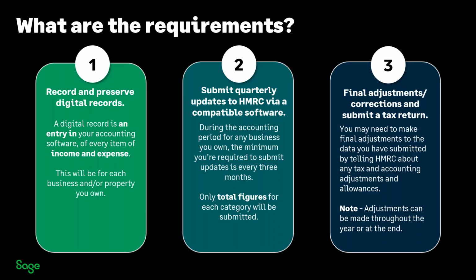And then lastly, any final adjustments and corrections and submitting a tax return. Although you can make adjustments throughout the year, you may need to check any final adjustments, or if you need to claim any relief, then this can be done at this point. Once all of the checks have been done, you can then submit your final tax return, and all that is just confirming everything that has already been submitted is to the best of your knowledge.